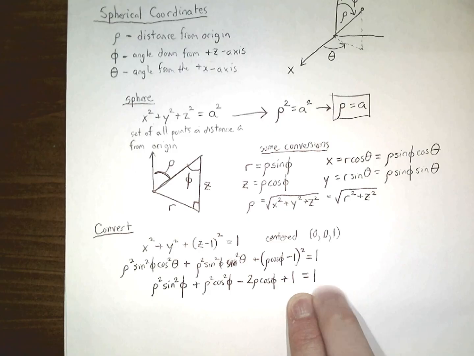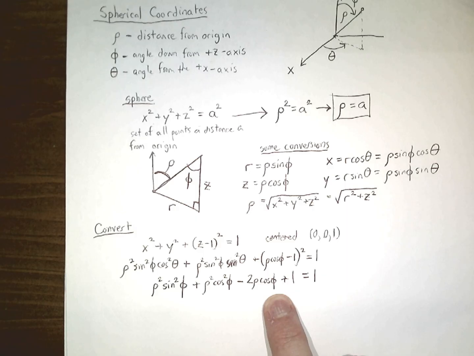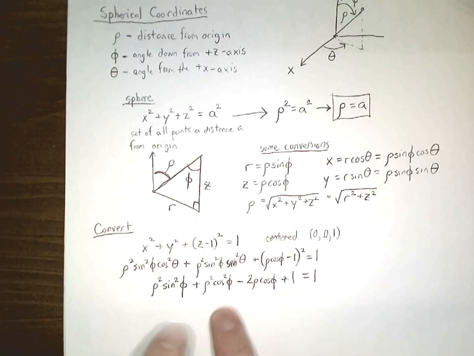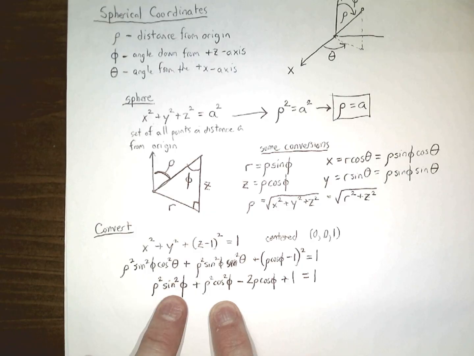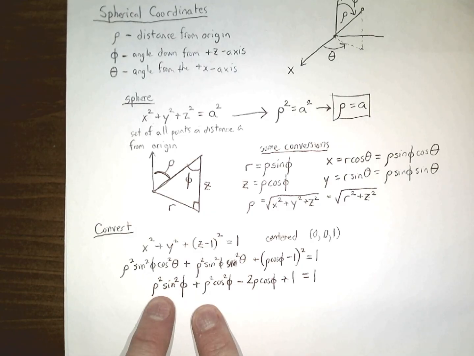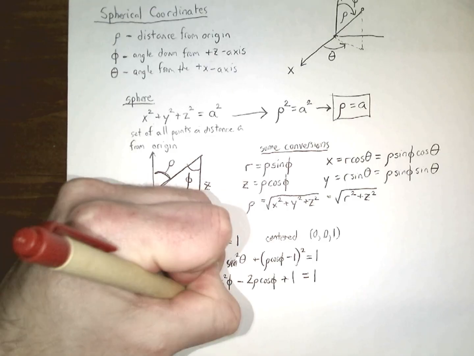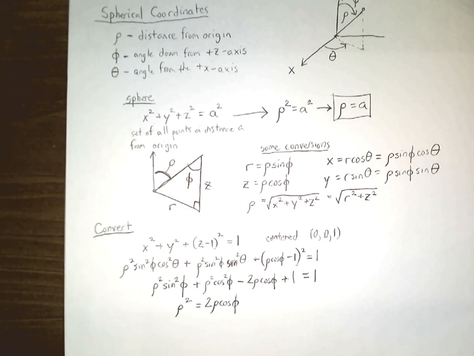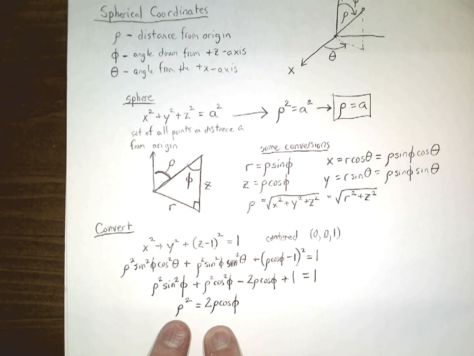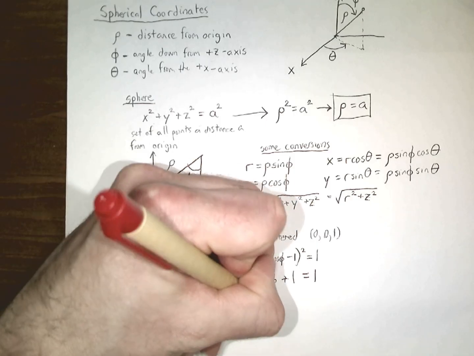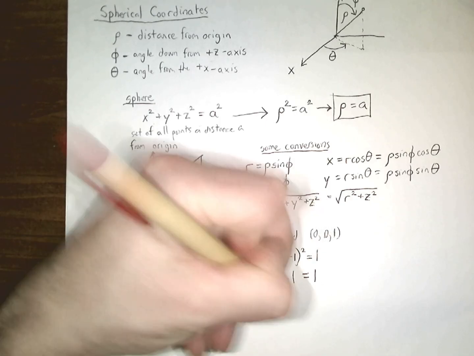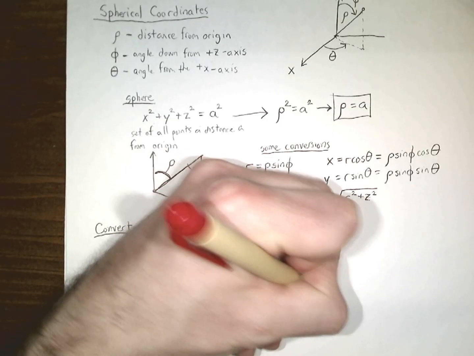We can cancel out the 1's on both sides of the equation, move the negative 2 rho cosine phi over, and then note that we have here another sine squared plus cosine squared with the same coefficient. So the sines and cosines go away, and we're left with rho squared equals 2 rho cosine phi. Rho equals 0 is a solution here. That's not very interesting, so we can cancel through by a factor of rho, and we end up with rho equals 2 cosine phi.